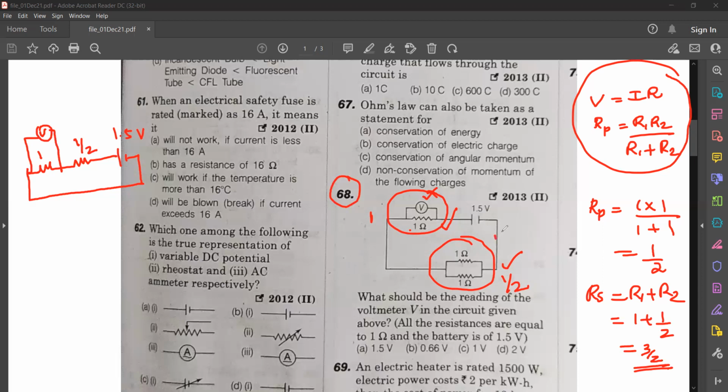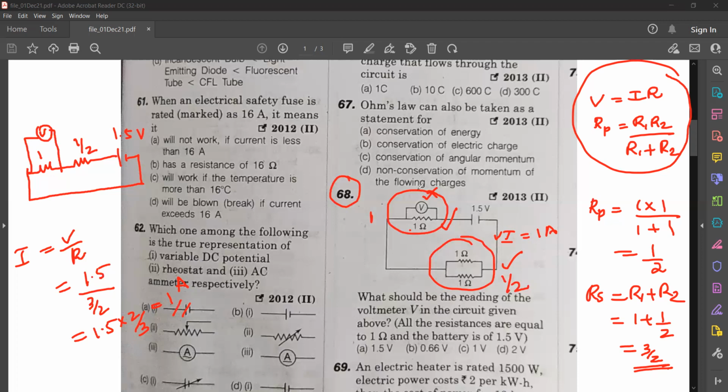So equivalent resistance we got as 3 by 2. Then what is the amount of current flowing through the circuit? I is equal to V by R. So current flowing through the circuit, I is equal to V by R. V is 1.5, R is 3 by 2. So that is 1.5 into 2 by 3, that is 1 ampere. Current we get as 1 ampere. So current flowing through the circuit is 1 ampere. Okay, so we got the current.